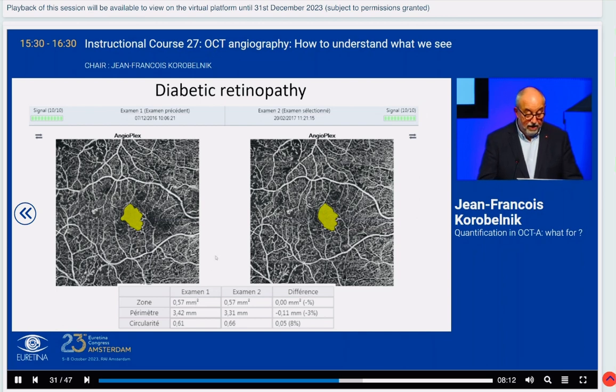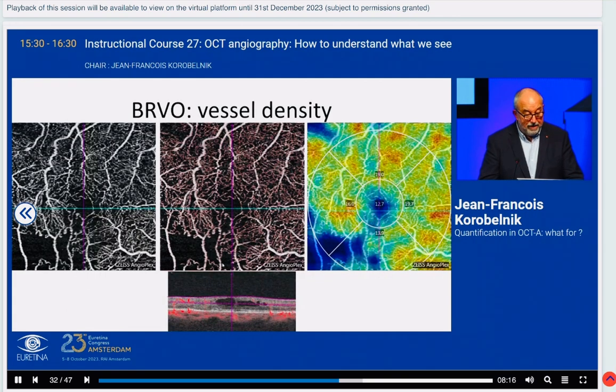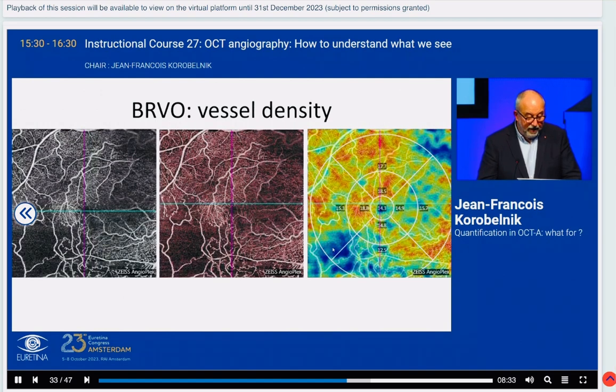Exactly. So it looks like it is extremely reproducible, but it's not always so simple. Look at that case. It's a branch vein occlusion. You have poor perfusion here in the temporal side, and that is detected by the OCTA, quantified, transformed in color code on this image on your right, and the wide field system where you have, again, the poor perfusion, and we are very familiar with those images now.